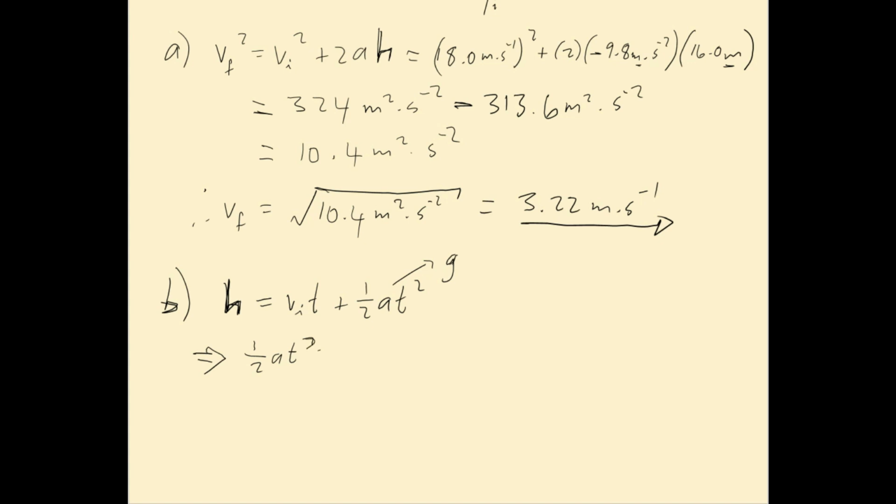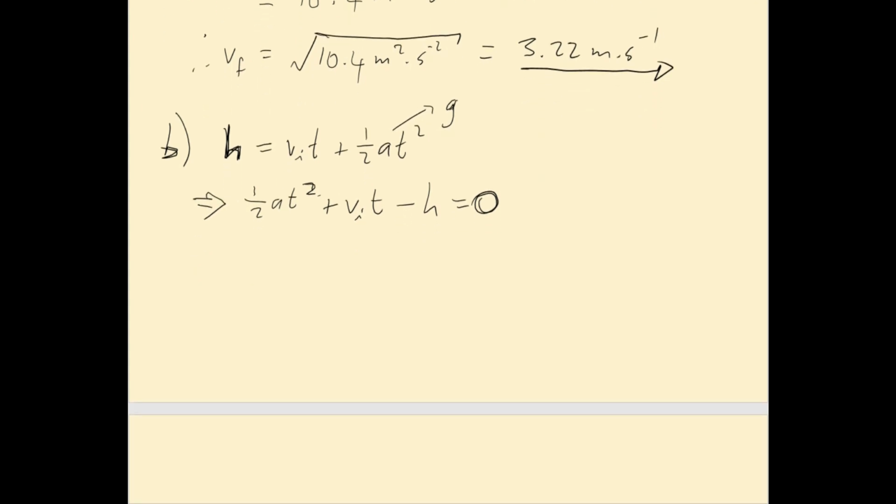Let me just write that squared a bit better. Plus vit minus h is equal to 0. So basically we want everything on the same side of the equal sign. The reason why I want to write it like this is that if we think back to mathematics, we have the quadratic formula.